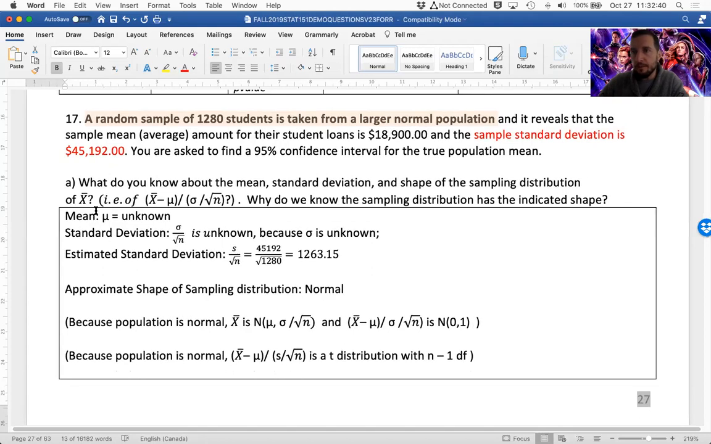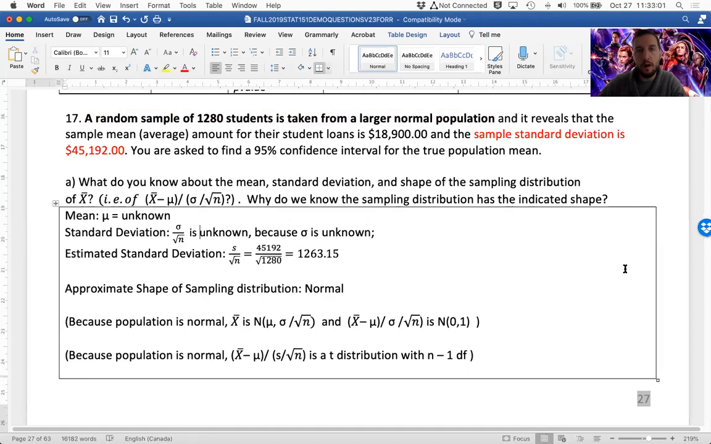What is the mean of the sampling distribution? We don't know. There's no information in the question that tells us what the population mean is. Same as in question 16. What is the standard deviation? This is also unknown because we don't have sigma anymore. So we now have little s, but we do not have sigma.